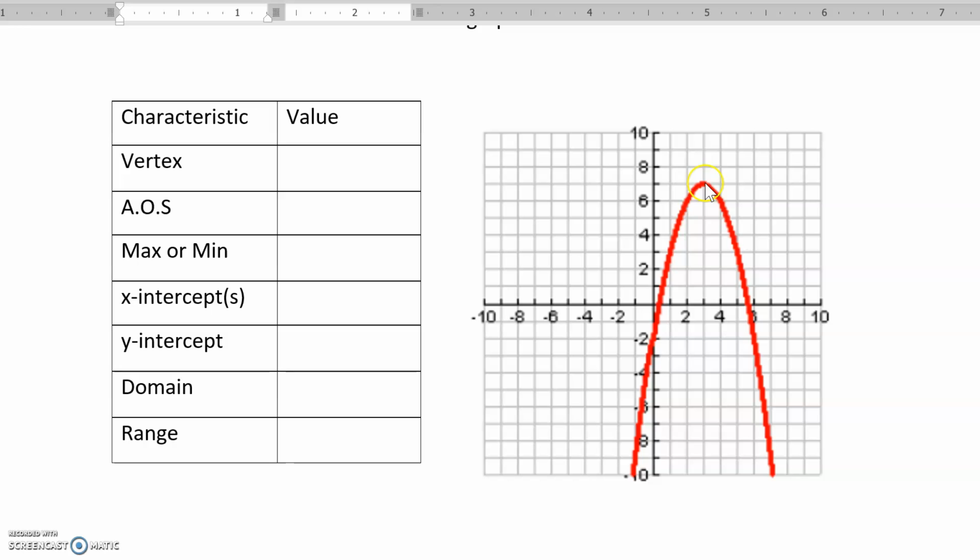Okay, so the middle point there, we can see we have an x value of 3 and a y value of 7. So we need to type this in as an ordered pair. So x value of 3, y value of 7.